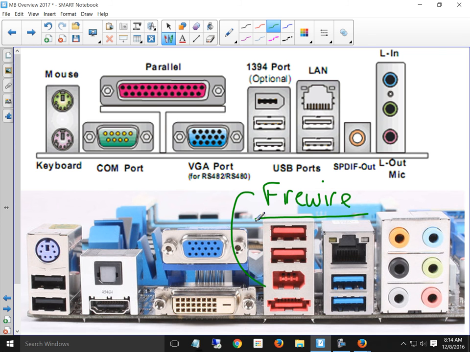FireWire is a connection used by cameras mostly. Sony came out with FireWire connection when we were back on USB 1.0 because it was 50 times faster than USB 1.0.